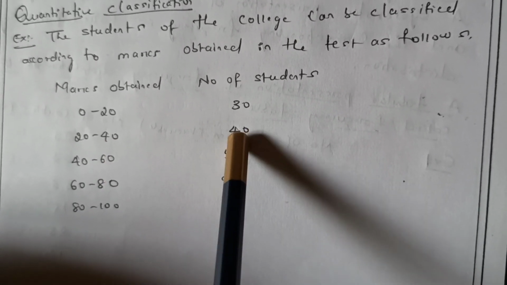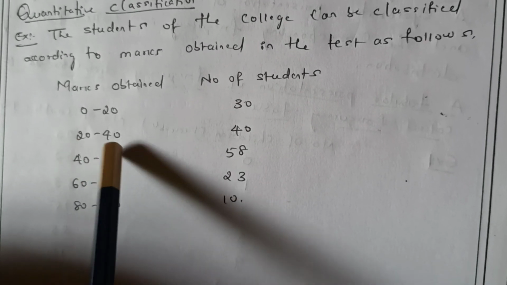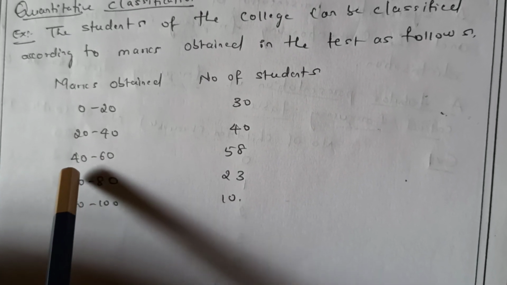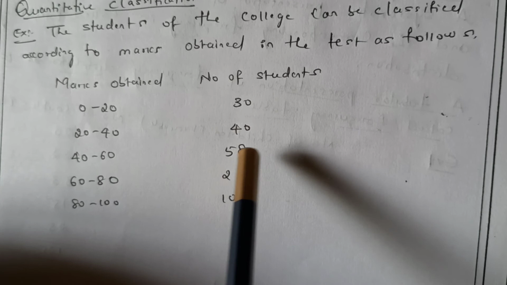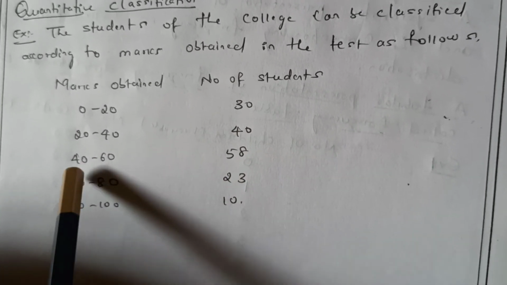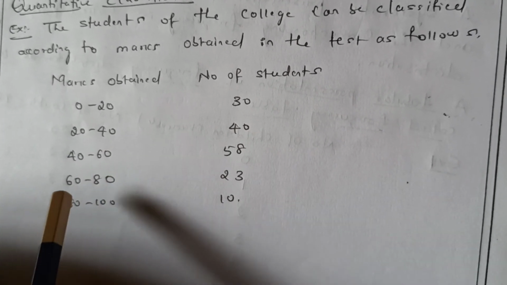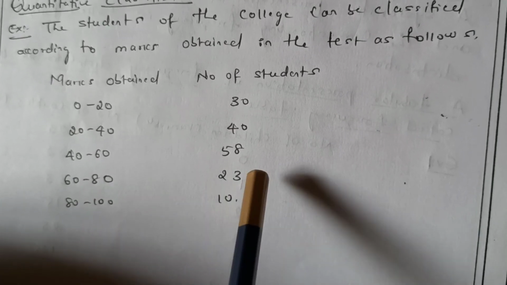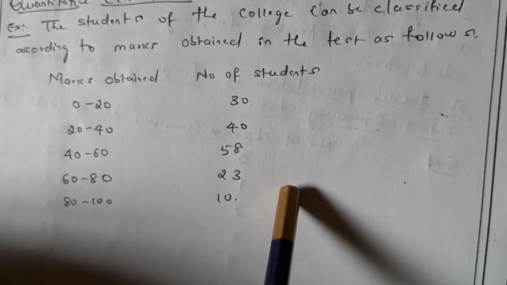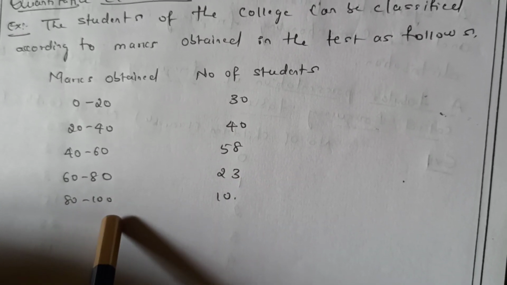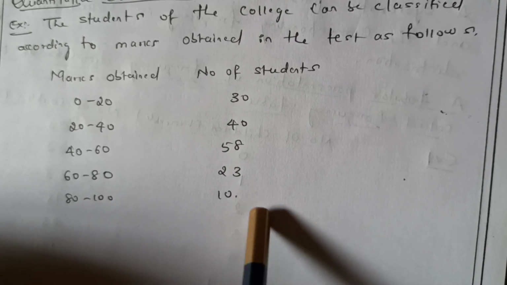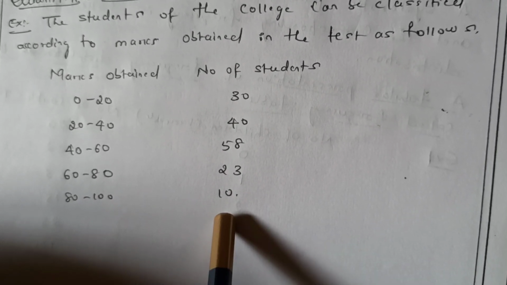So these many students have taken marks between 20 to 40, and between 40 to 60, some 58 students have taken the marks. Marks between 60 to 80 are scored by some 23 students. Similarly 80 to 100, for example, let us say we have only 10 students.